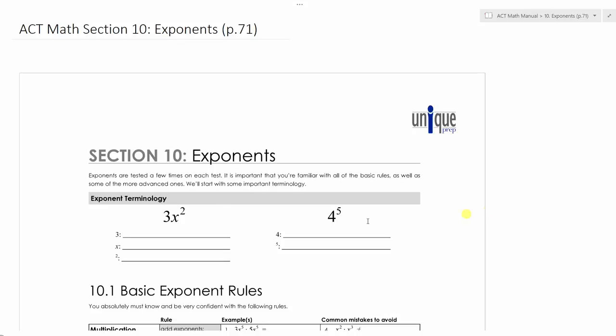This is ACT Manual, ACT Math Manual, Section 10. Section 10 deals with exponents. This starts on page 71.